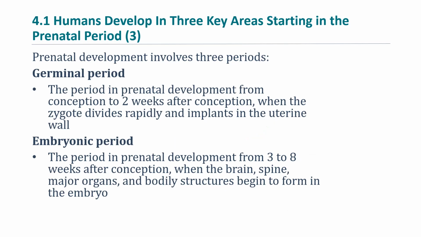Let's look at how humans develop prenatally. We'll be looking at the prenatal period, and the word prenatal just means prior to birth. There are 3 periods of development. The first period is the germinal period, and it lasts for the first 2 weeks. It starts at conception and goes until 2 weeks after conception.